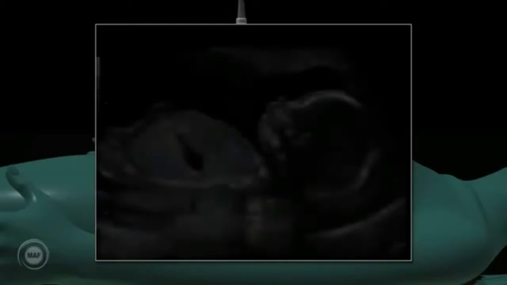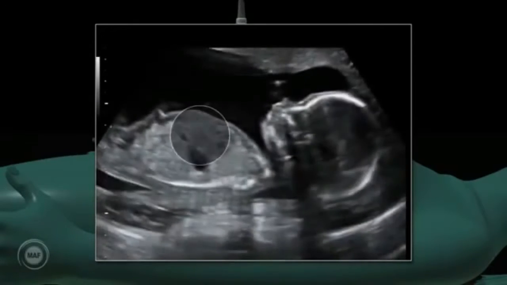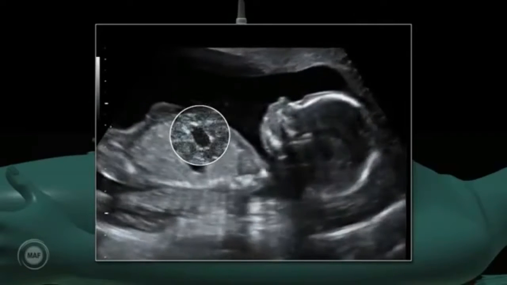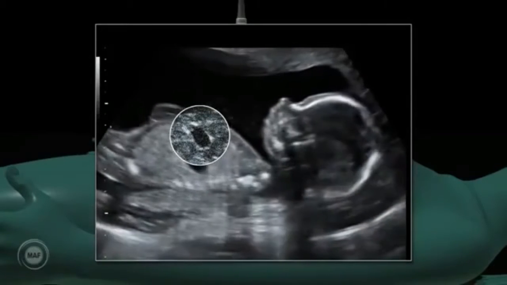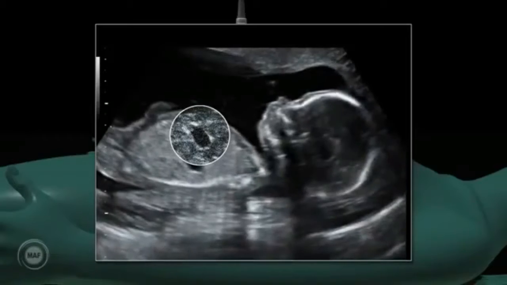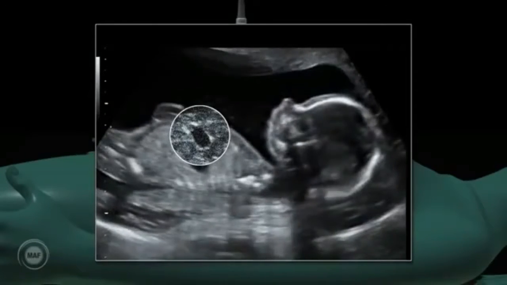The image is produced from the reflected sound waves as they come back from the different tissue interfaces, and that impulse is registered on the screen as a dot. Thousands of these dots produce the complete image, which is a composite of all the returning signals.